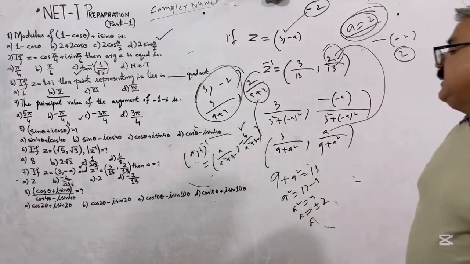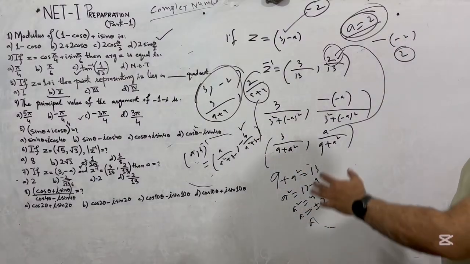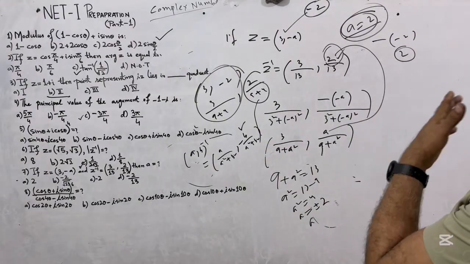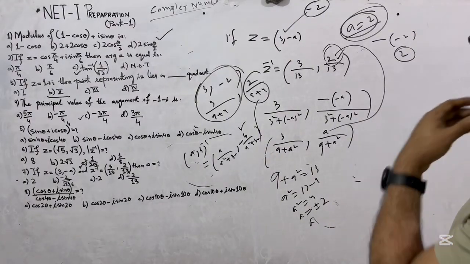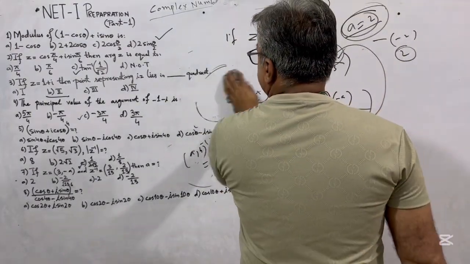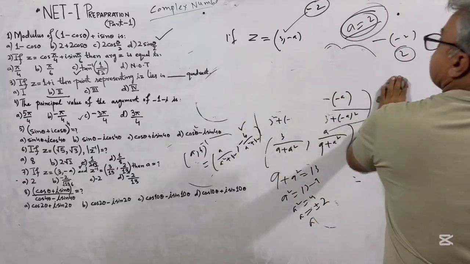So we have to change the symbol. That's why we have taken the positive 2. Our answer in that case, positive 2. Let me give some more light on that.